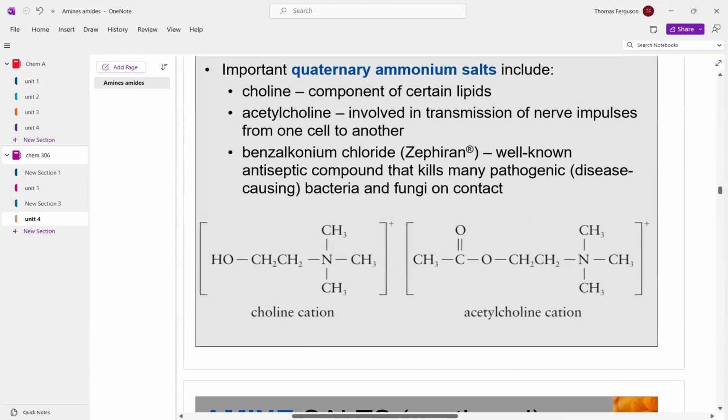Now, from the biochemistry from lipids, we talked about choline. Choline is a 2-carbon backbone that's both an alcohol and a quaternary amine. That's the quaternary amine there. That's where the plus charge is located.